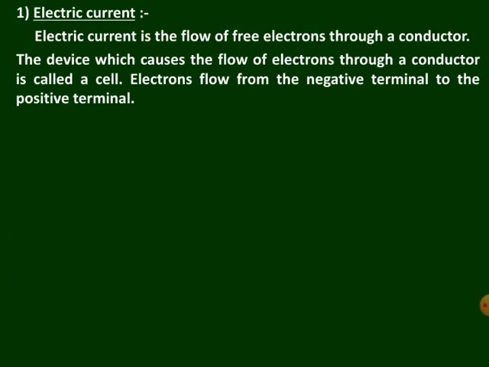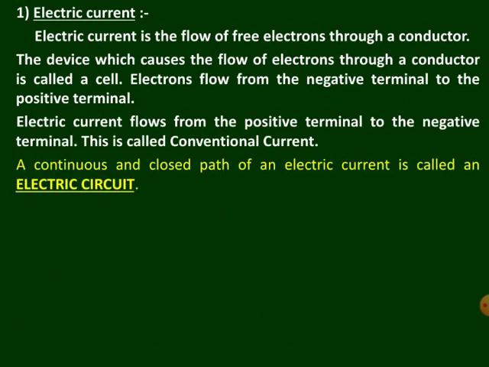Electric current first. It is the flow of free electrons through a conductor. The device which causes the flow of electrons through a conductor is called a cell. Electrons flow from the negative terminal to the positive terminal. Electric current flows from the positive terminal to the negative terminal. This is called conventional current. Conventional means it has been accepted by almost all the people in the world.